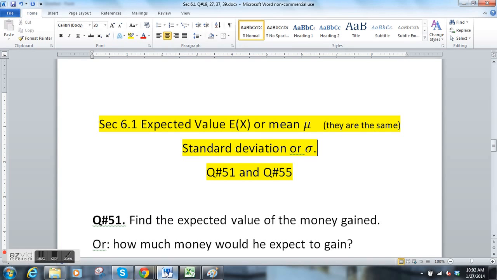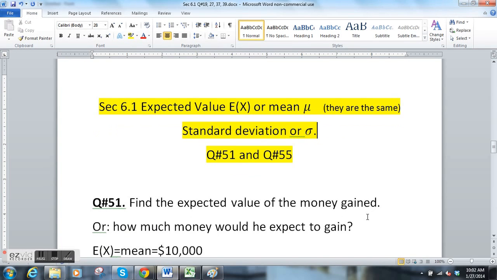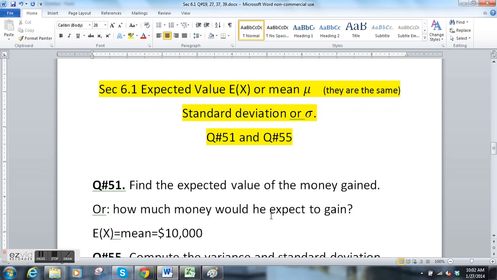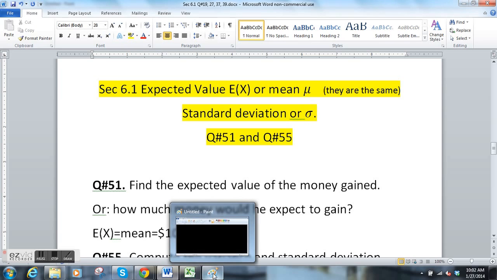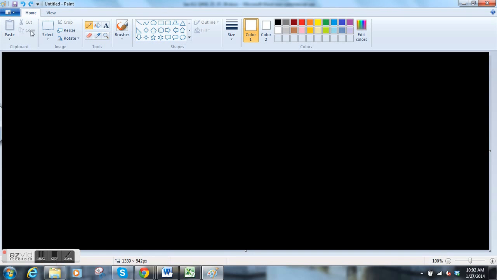So to find the expected value, there's two ways to do this. You can do it on the calculator, or you can do it by hand. Doing it by hand for the expected value is not really that big a deal, so we will do that first. So the expected value of x equals the sum of every x times the probability of x.